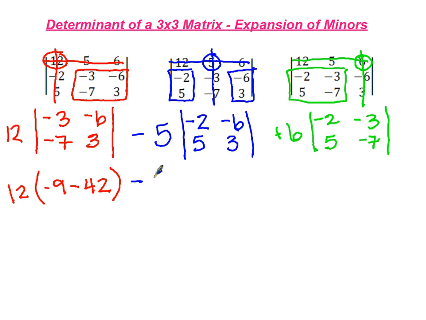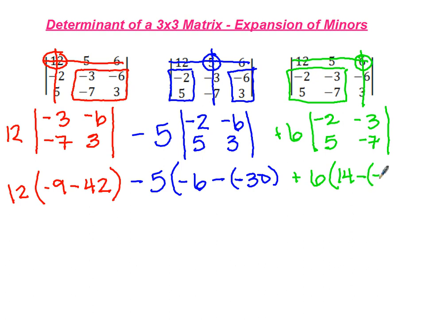Subtract 5 times the determinant of this 2 by 2 matrix. So negative 2 times 3 is negative 6. Subtracting my value of the other diagonal, which is negative 30. And for my final matrix, negative 2 times negative 7 is 14. And subtracting my other diagonal of negative 15.